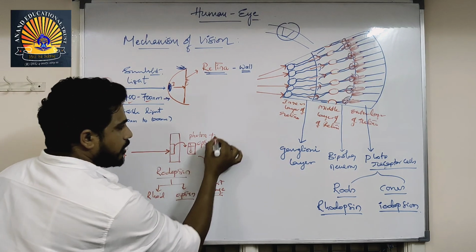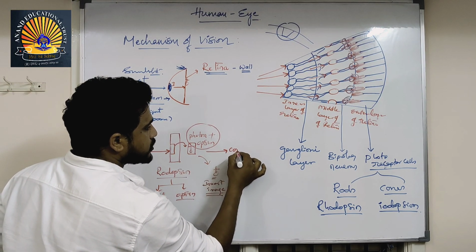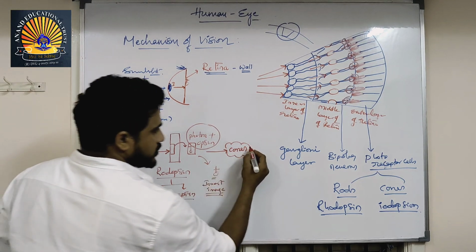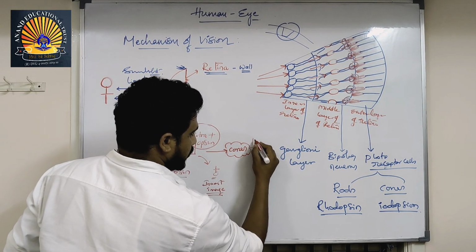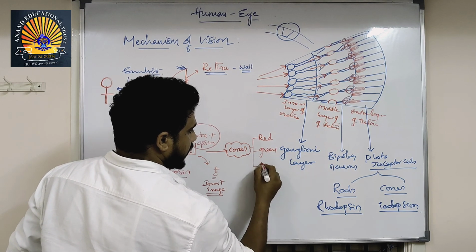Now, photon plus opsin is going towards the cones. Actually, cones are available in three colors: red, green, and blue.